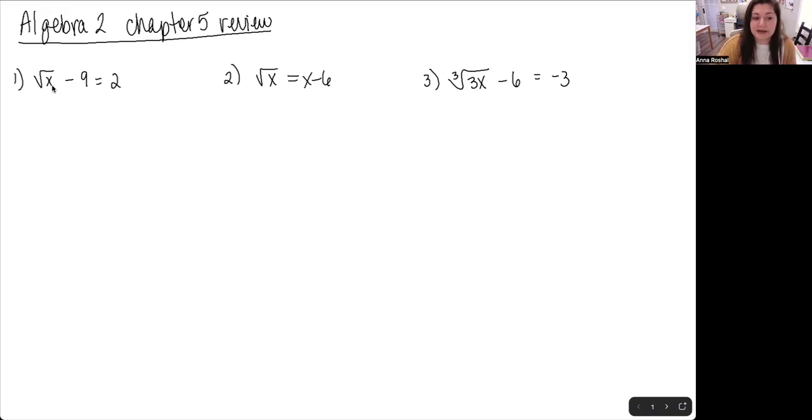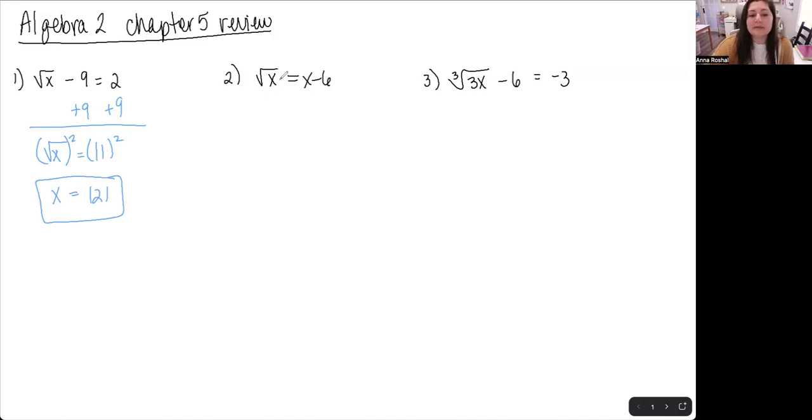Our goal is always to get x on its own. So I'm going to go ahead and add 9 to both sides. I get square root x equals 11. And then in order to get rid of the square root, I'm just going to square both sides. So I'm going to end up with x equals 121. Final answer.